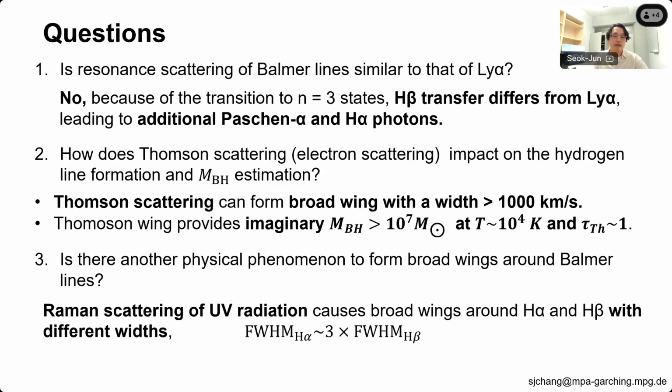Another physical phenomenon that forms a broad wing is Raman scattering, but it makes different widths of the wing. Usually in the observational data, the H alpha and H beta wings look like a similar width, so we can say Raman scattering can contribute to wing formation, but it is not significant.